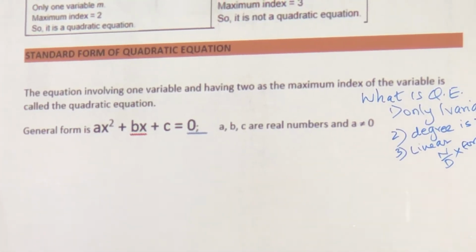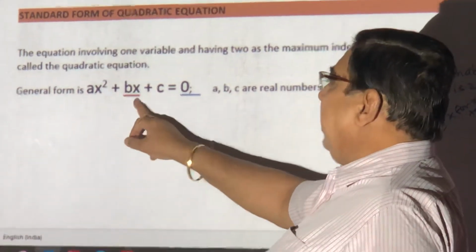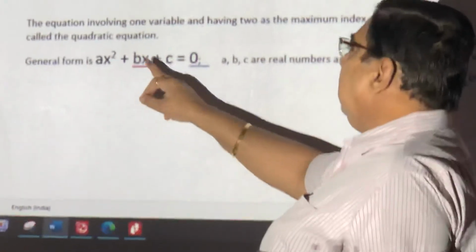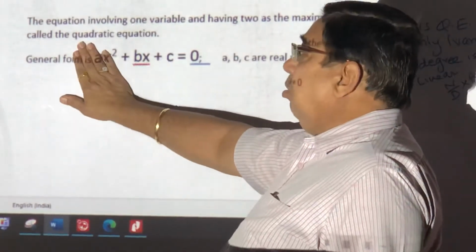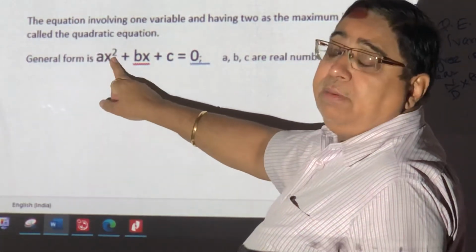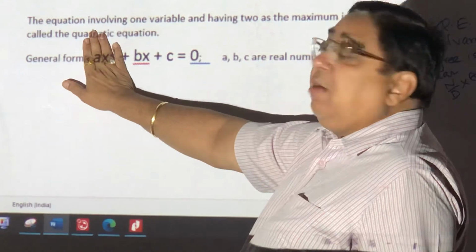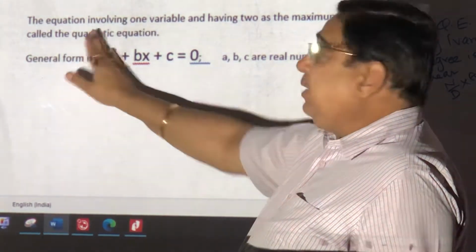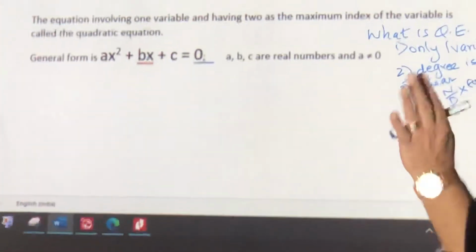Standard form. All quadratics are written as ax square plus bx plus c is equal to 0. A, B, C may be any number. A cannot be 0 because I require a square term. Highest power has to be 2. If this becomes 0, highest power will become 1. So my friends, A can never be 0. B may be 0, C may be 0, we don't mind.